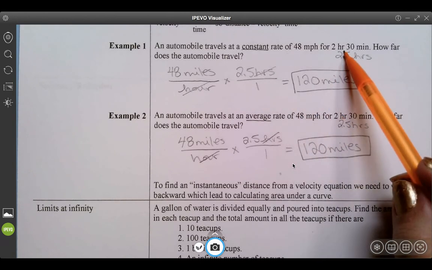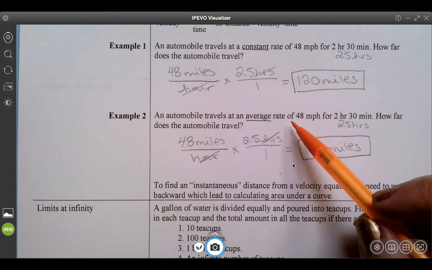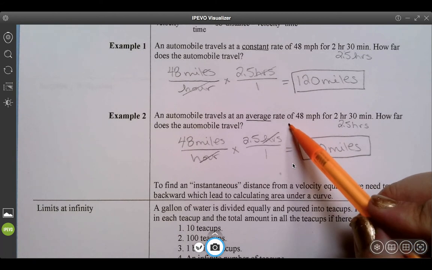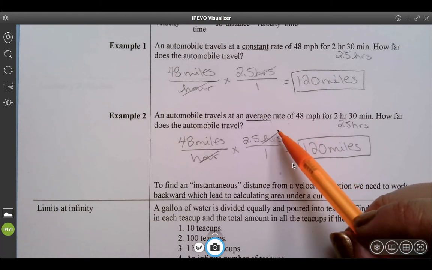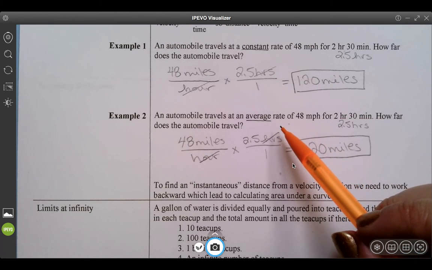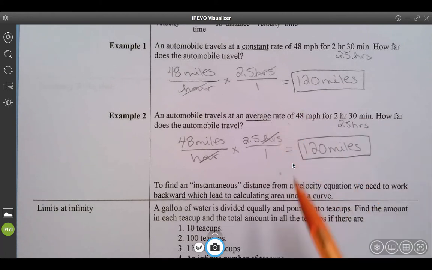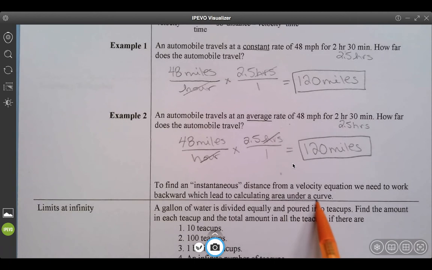I would just change my time to the time that I want on the journey. Whereas for an average rate, it gets more complicated. And the way we can find that, if we're given the function of the rate of change, so if we're given the speed, then what we do is we find the area under the curve. Okay, and I'm going to show you a graphic representation of example 1 and 2 and how that looks different, areas under the curve, at the beginning of the next page.